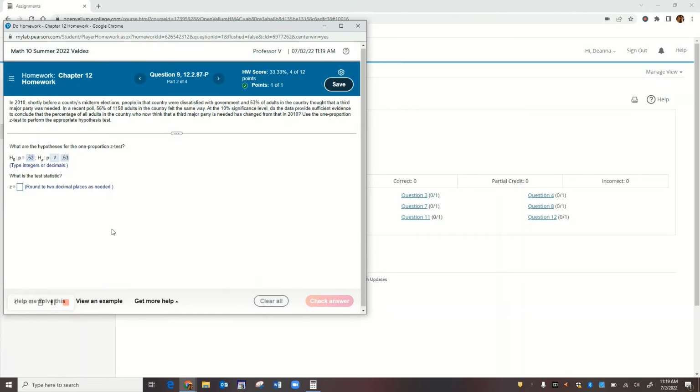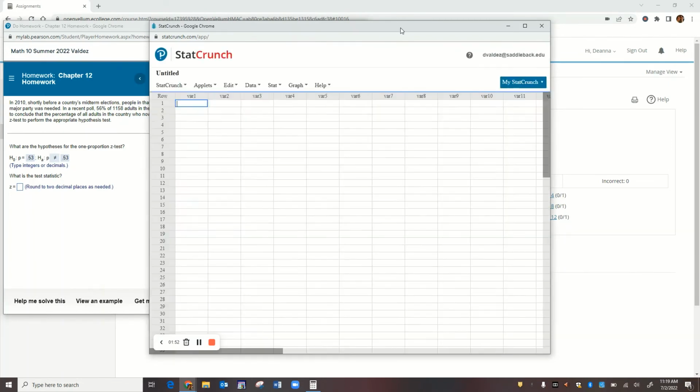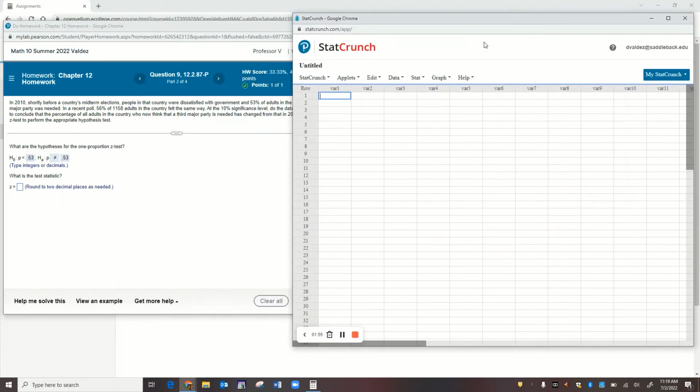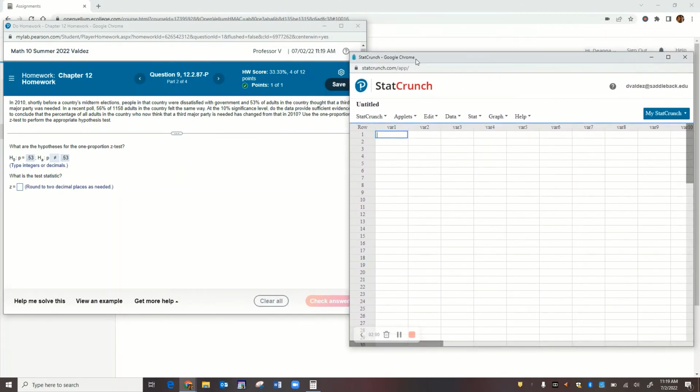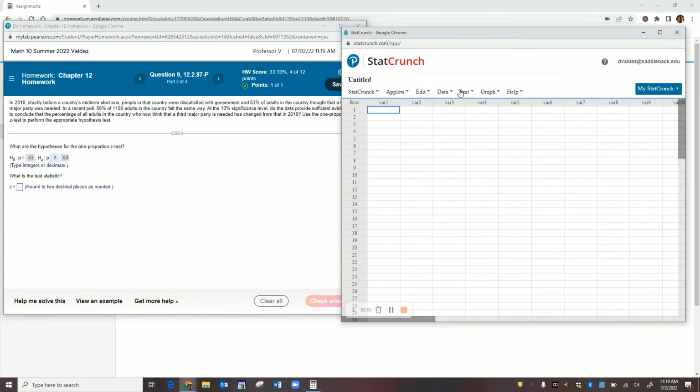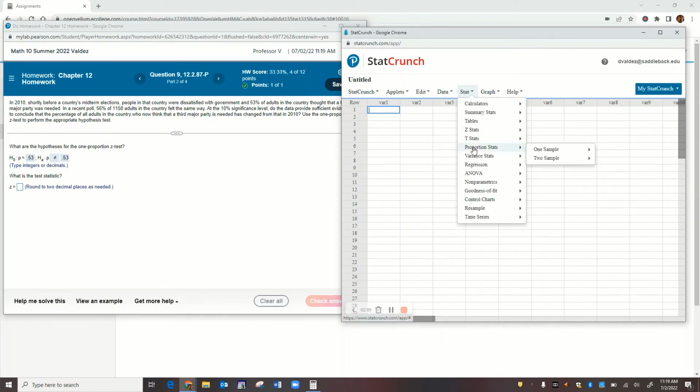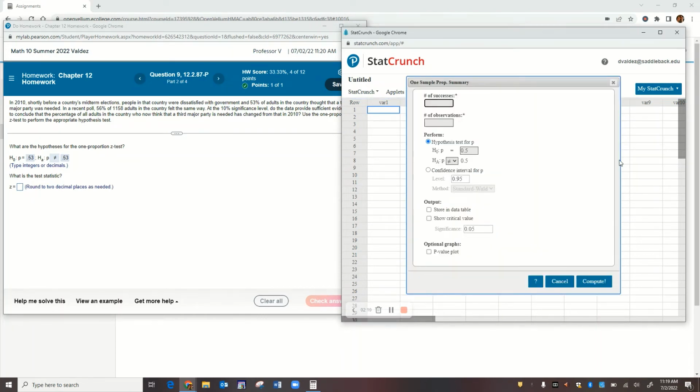So now what we're going to do is go ahead and get that StatCrunch rolling. And this time, again, we're going to pop into proportion stats. It's a little too big. Let's make it a wee bit smaller. Proportion stats, one sample, and we have with summary, right? We don't have raw data or anything going on here. Okay. Then let us see the number of successes.